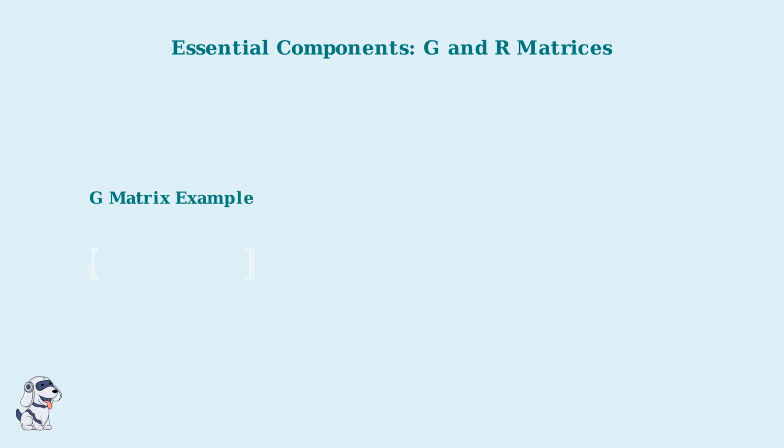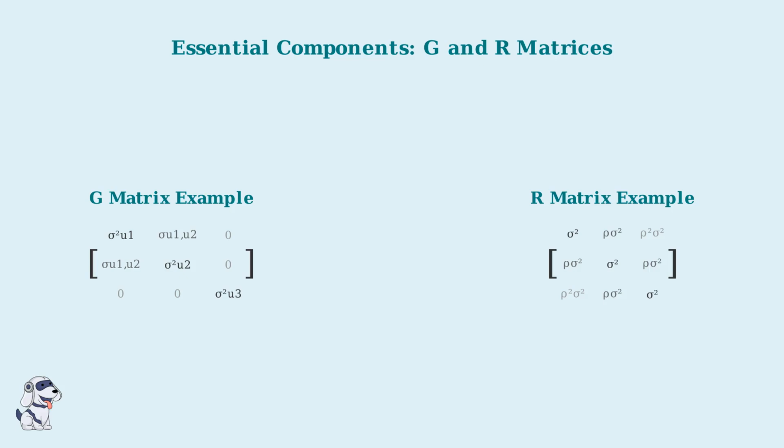Here's an example G matrix. The diagonal elements represent the variances of individual random effects, while off-diagonal elements represent covariances between different random effects. This R matrix shows an autoregressive structure, where correlations decrease as observations become more distant in time. This is common in longitudinal data, where nearby time points are more correlated.